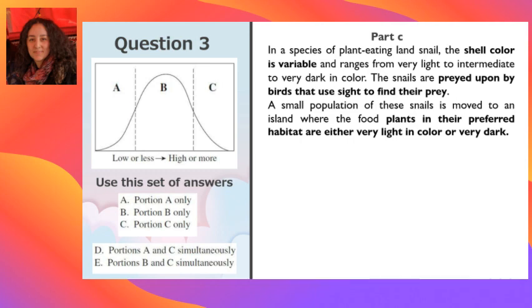So we know here that shells, let's say A is going to be very light, B will be those intermediate colors, and C will be quite dark. And we see that their habitat consists of very light colors and very dark colors. And they are preyed upon by a bird that uses sight. So what do we think here? Will it be proportion A is least likely to survive, proportion B is least likely to survive, proportion C, or some form of combination?